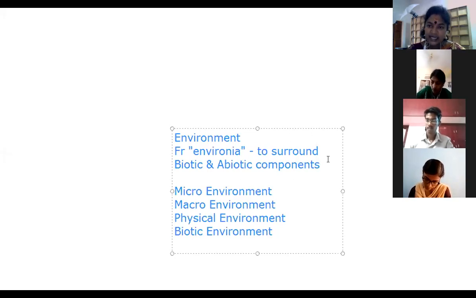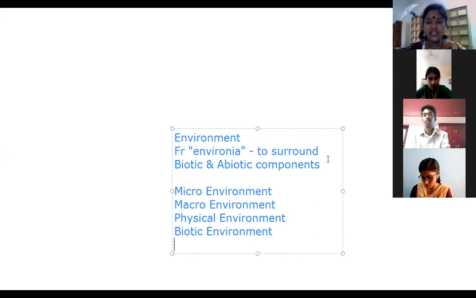Then biotic environment. Biotic environment consists of all living things in this ecosystem. So all the plants, animals, fungi, microbes, it covers everything. Everything must be alive. All those living organisms are called biotic environment. So these are the 4 types of environment. The remaining I shall tell you later.